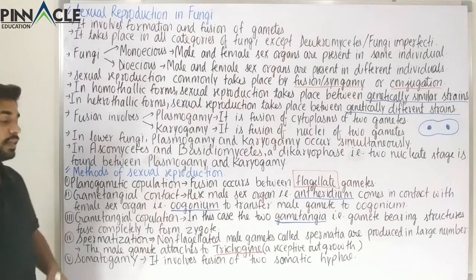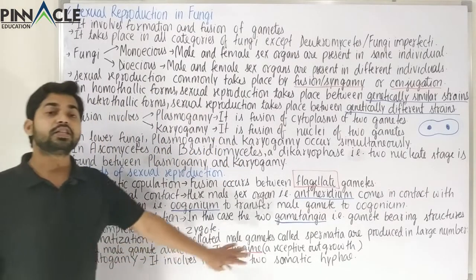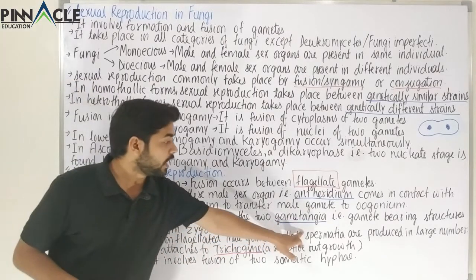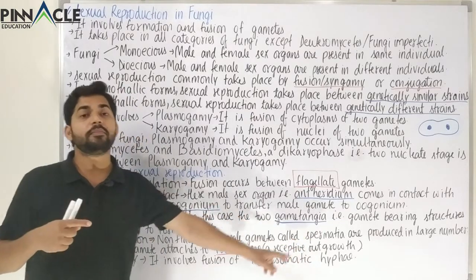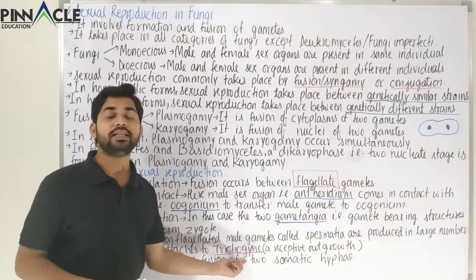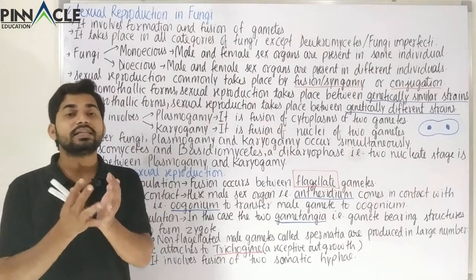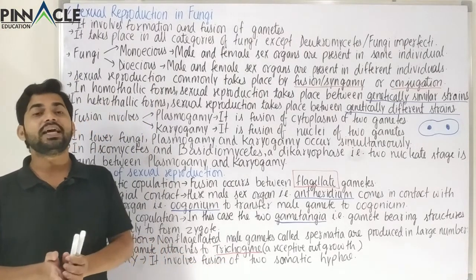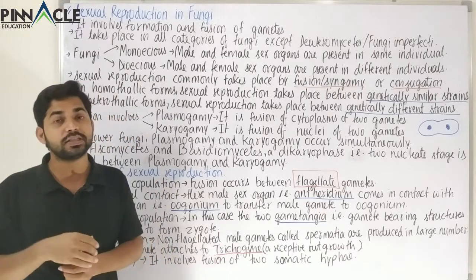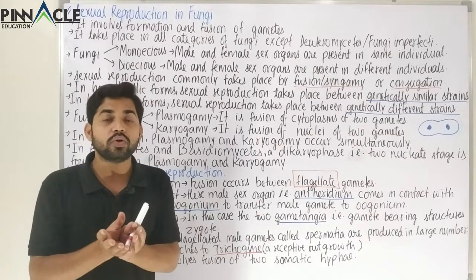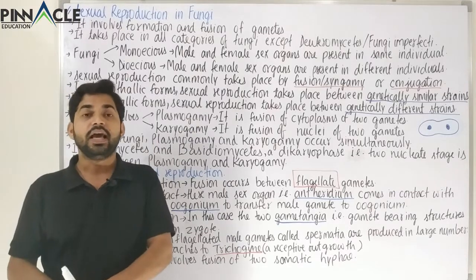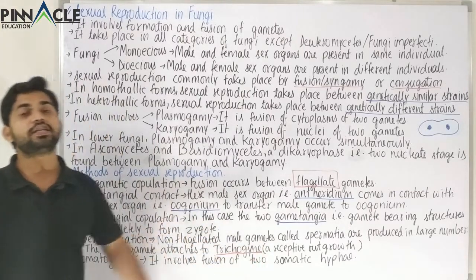So in spermatization, the spermatia, that is the male gametes, are produced in a large number, and these will combine with the female gamete in a region called trichogyne. So what is trichogyne? It is a receptive outgrowth. The female gamete has this point or cone of reception, a projective outgrowth from where the male gamete will attach with the female gamete, and this is what is called spermatization.